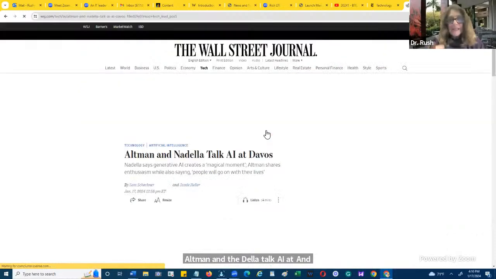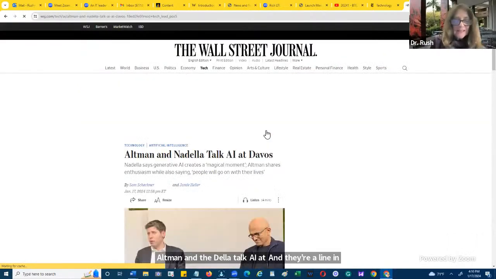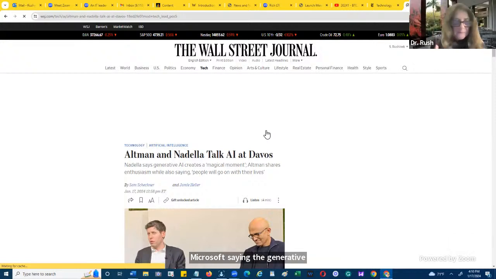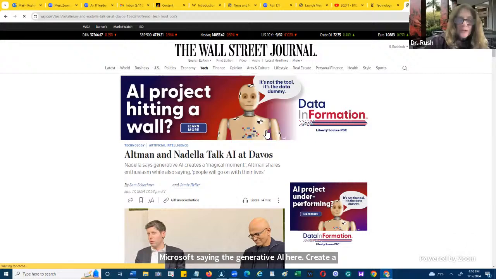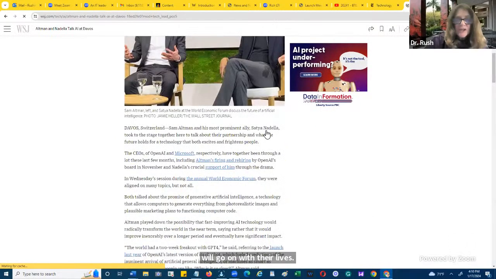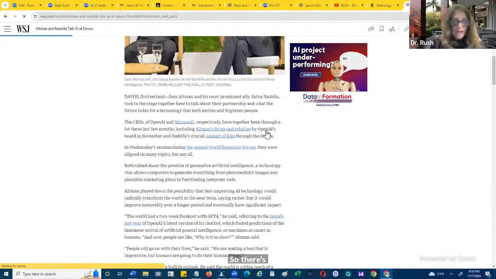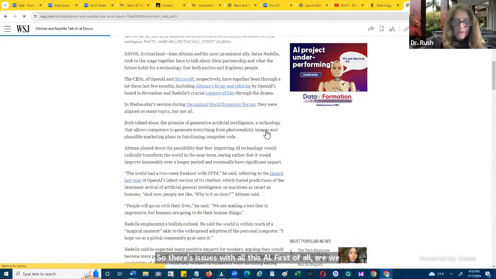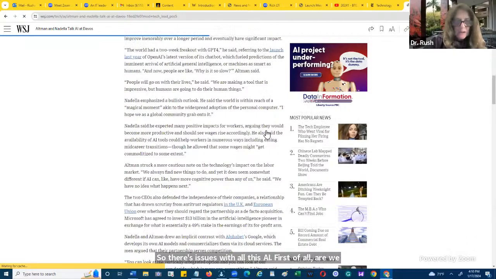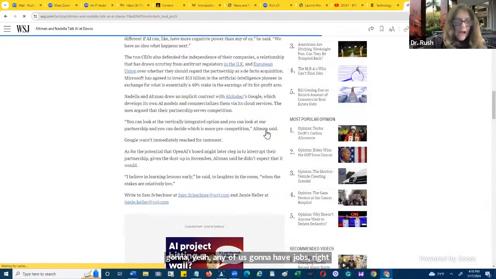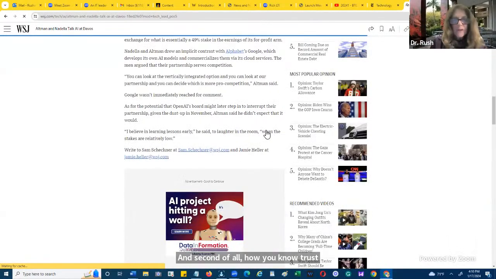So basically running into Nadella, who's the CEO of Microsoft, saying the generative AI here creates a magical moment. Altman shares enthusiasm while also saying people will go on with their lives. So there are issues with all this AI. First of all, are any of us going to have jobs, right? And second of all, trust issues, all of the things here.